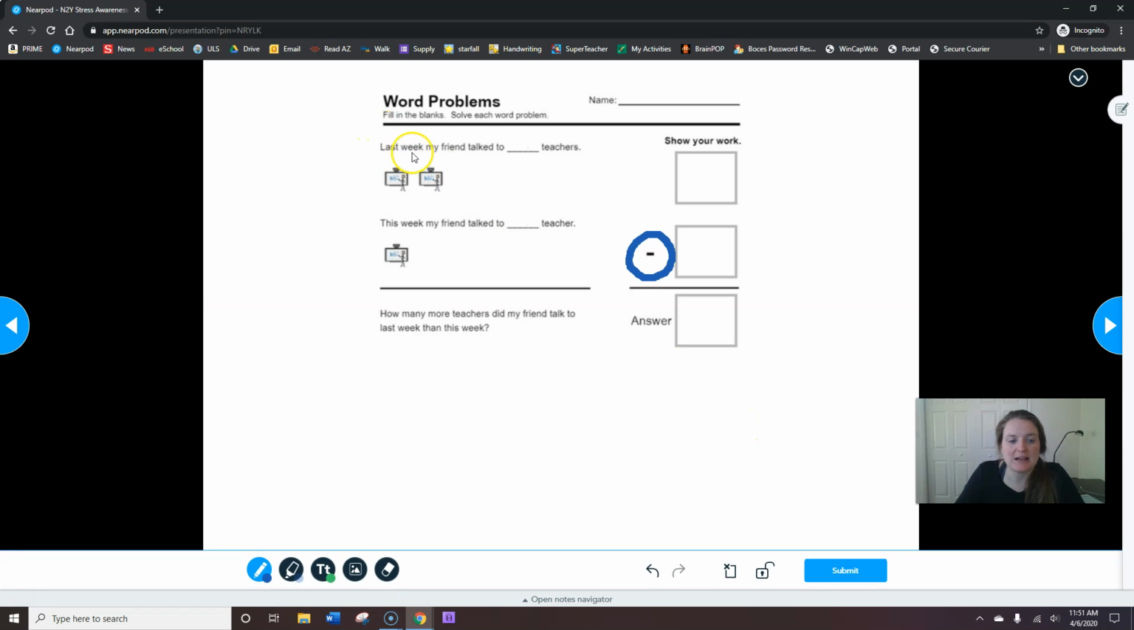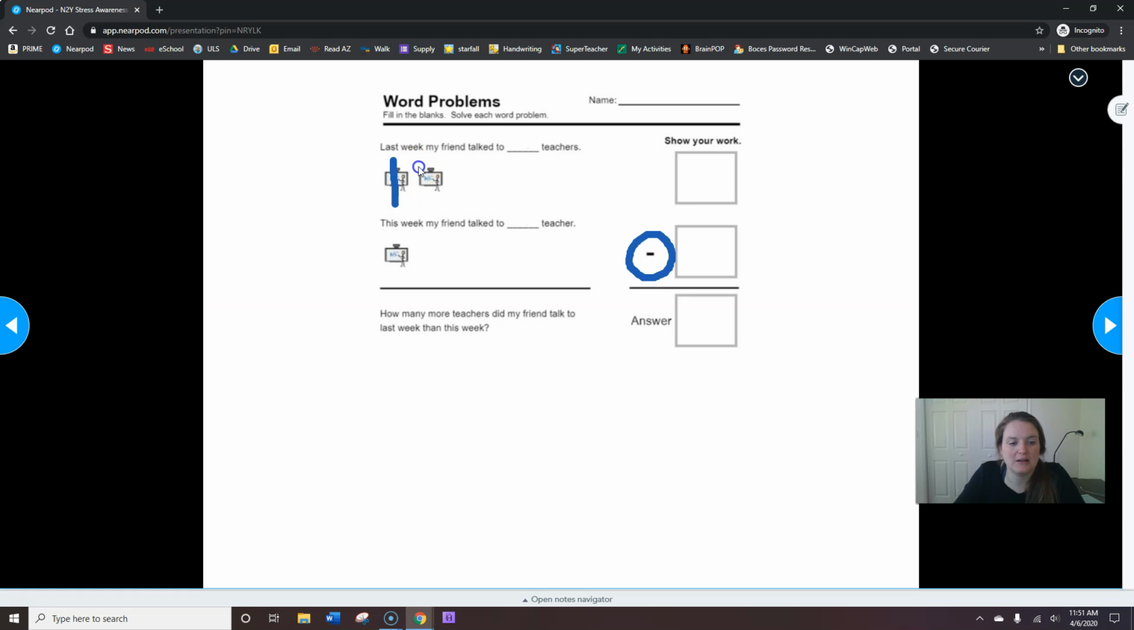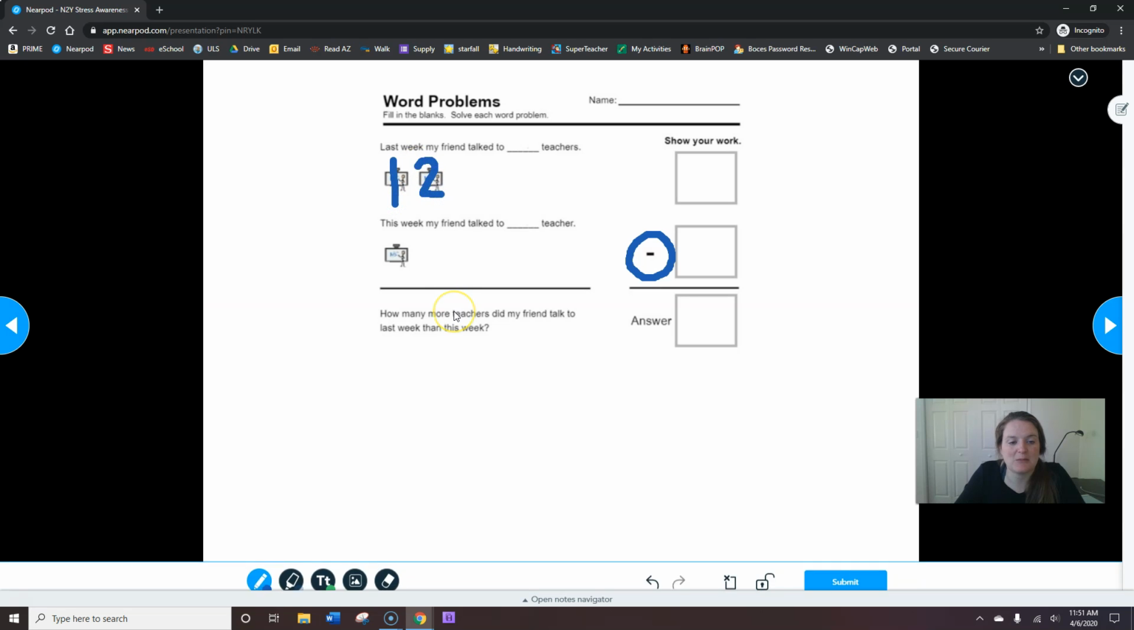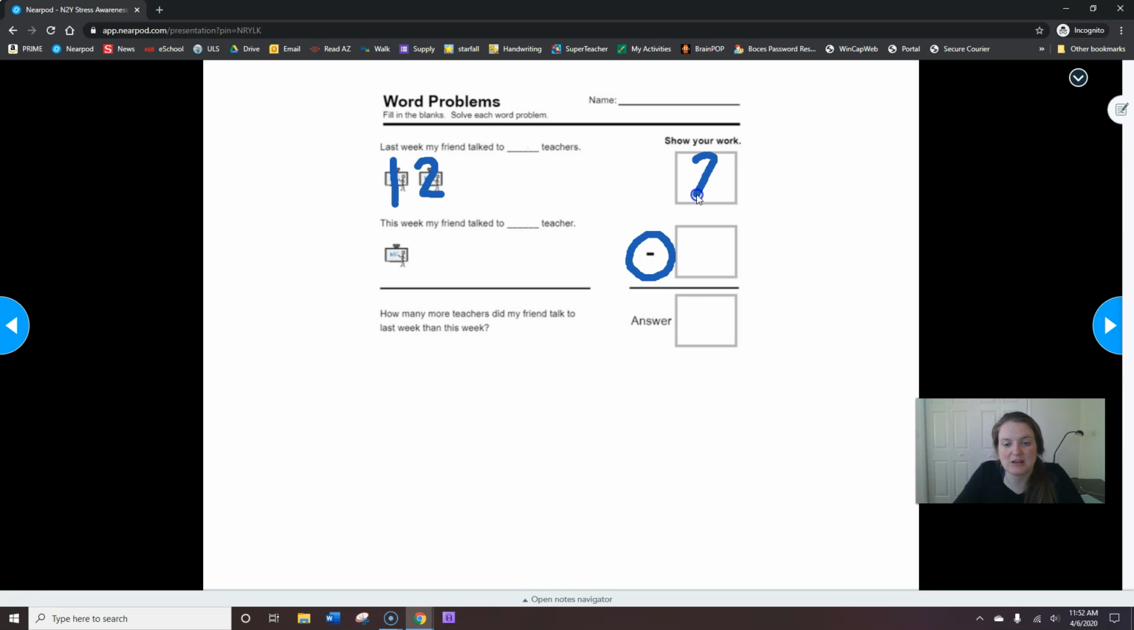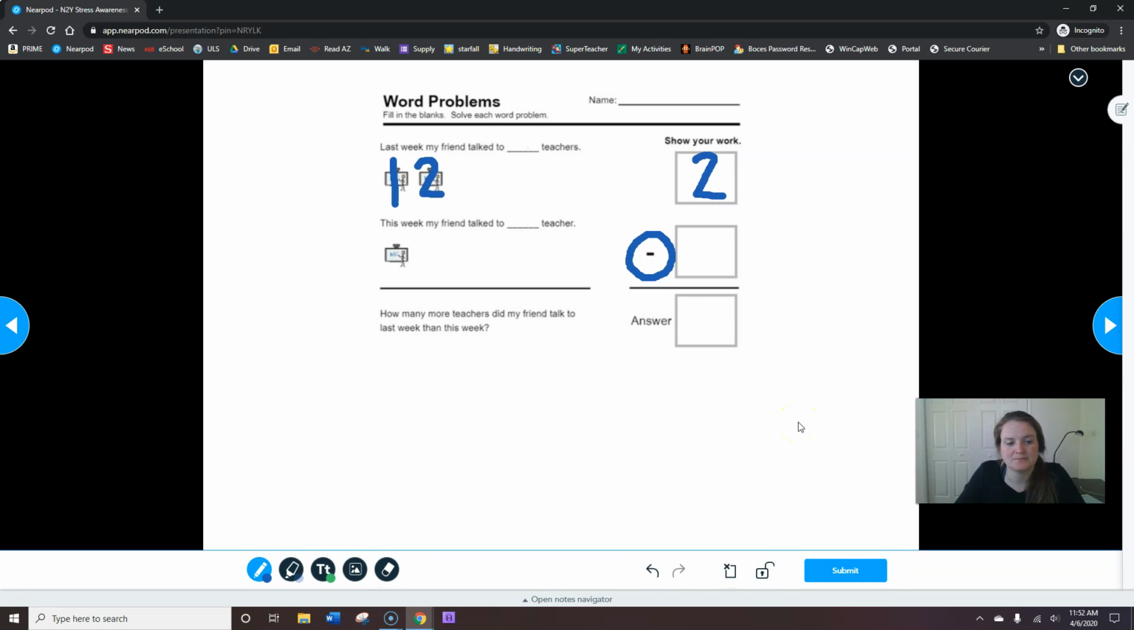Okay. Last week, my friend talked to blank teachers. So you can talk to your teachers if something in school is stressing you out. Let's label and count. 1, 2. We labeled. Now let's count. 1, 2. So in the first row last week, you talked to 2. This week, my friend talked to blank teacher. Let's label. 1. How many are there? 1.